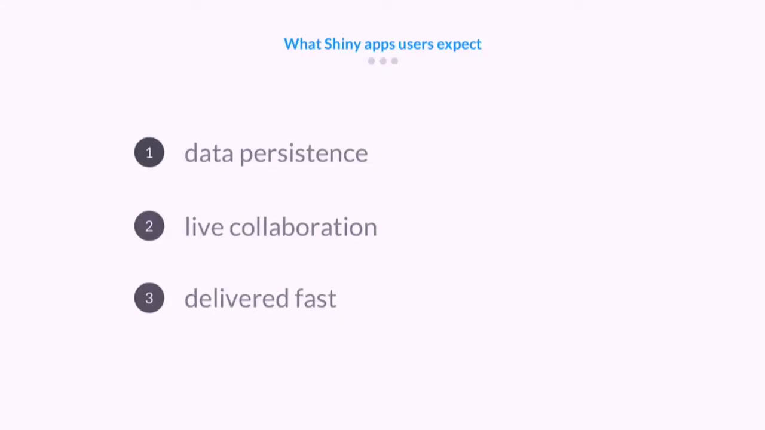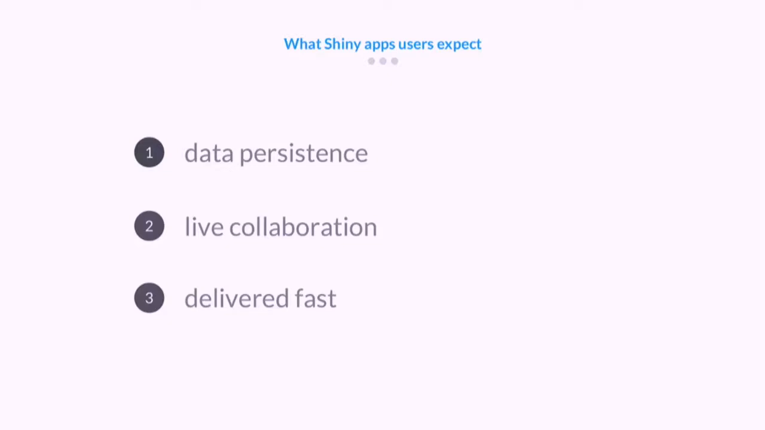What our users expect from web applications and from our Shiny applications now differs dramatically from what it was just a few years ago. They expect their data to be saved automatically, so that whenever you make some changes, close your app and then open it again, your data should still be there. They are also used to interactive live collaboration, like in Google Docs, for example. And they want the solution to be delivered as fast as possible, of course.